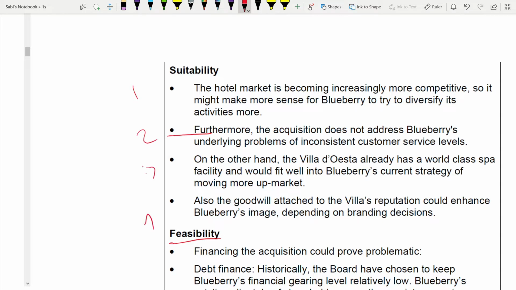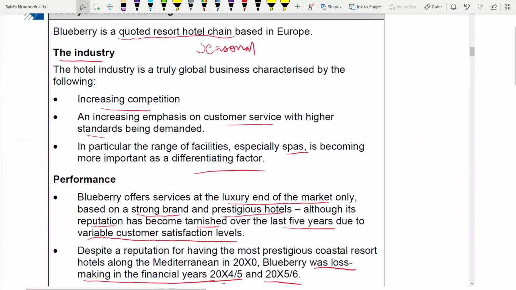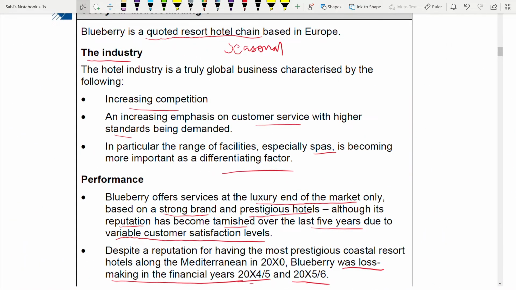Avoid bullet points in your answer. Don't write it in bullet points, write it in different paragraphs. So the first one is, when you talk about suitability, let me tell you how you write. Mostly it depends on the information that is given to you. What is the first point that is given regarding Blueberry, regarding the hotel industry? Increasing competition. So increasing competition is something which you can write in the suitability. Why? Suitability depends on the model that you have used, like PESTEL and Porter's five forces.